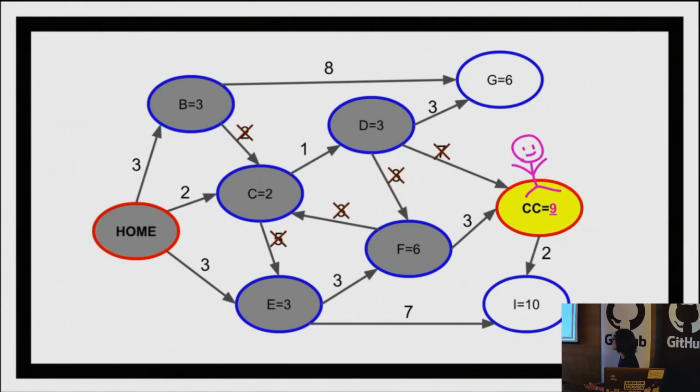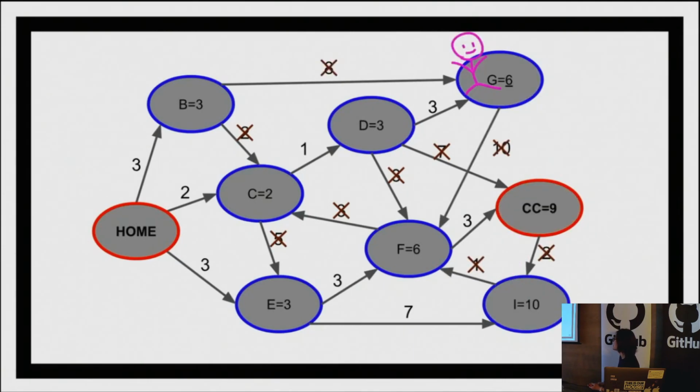And I found CC, but this algorithm checks every node. So if the algorithm won't stop here, I check I and Z. And finally, I found the shortest path and shortest distance. This is the explanation of the algorithm with the diagram. So, any questions so far?